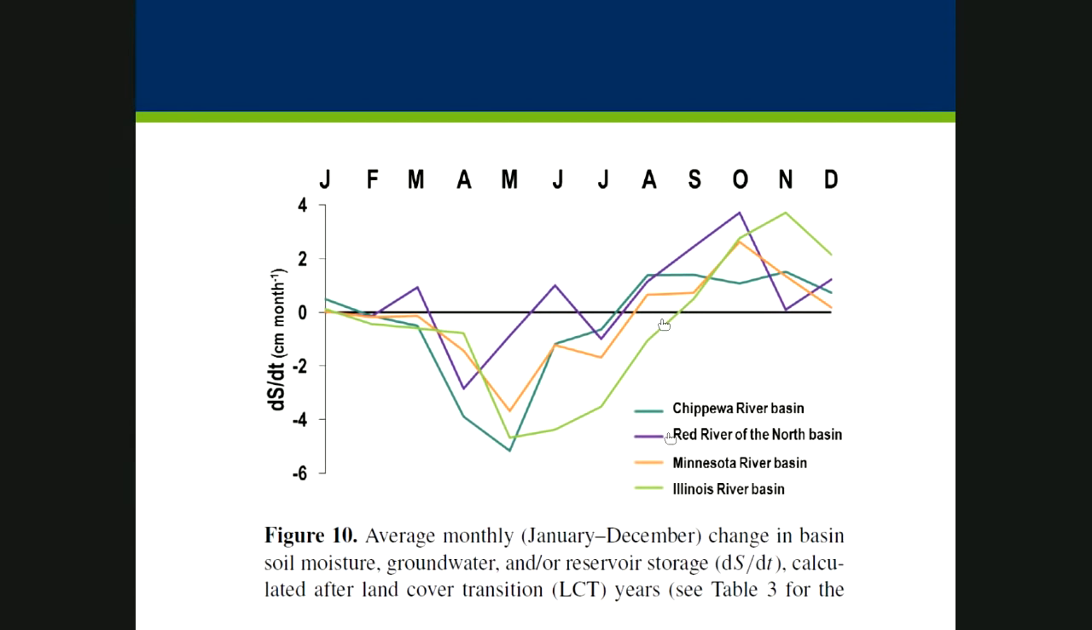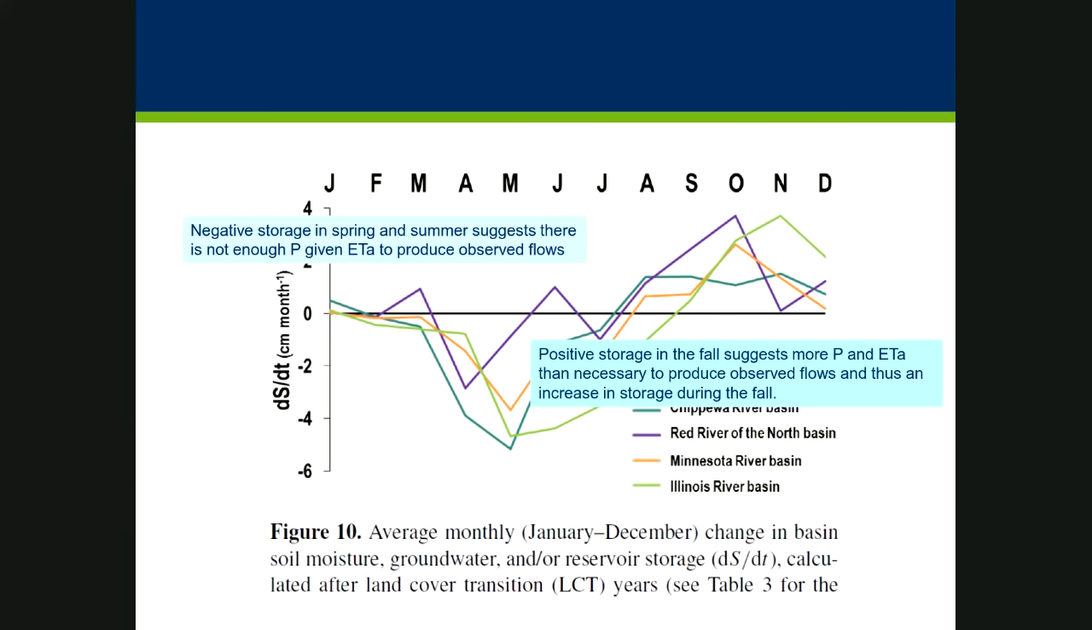Storage throughout the year, and the change in storage in a water balance by month. Basically what this graph is showing us is that they have negative storage in the spring, suggesting there's not enough precipitation and ET to produce the observed flows. So the flows are higher in these parts of the month than they would expect using the water balance. And the flows are lower in this part of the year, which suggests that there's been an increase in storage within soil, groundwater, and reservoirs.